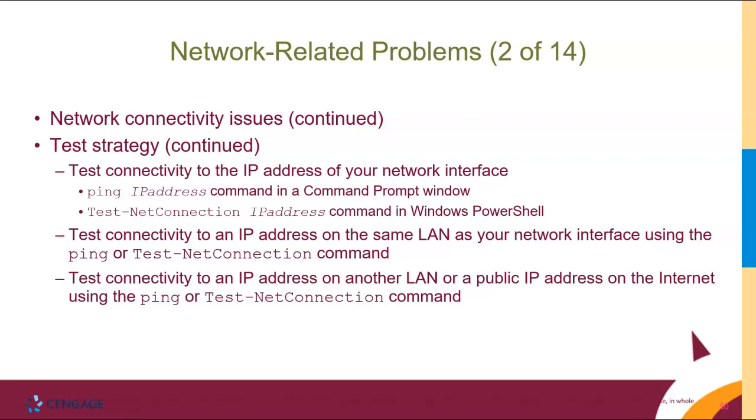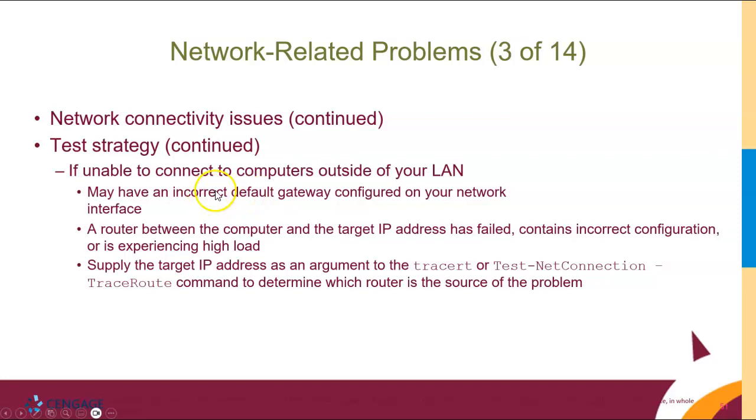option would be to test connectivity to an IP address on another LAN or a public IP address on the internet using ping. So if you can ping on the same LAN but not on another LAN, that indicates an issue on the network with routing. So that is where you would have to go in and leave this Windows device and go and troubleshoot that on the networking switch side or router or whatever it's connected to.